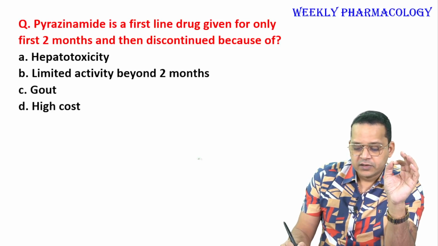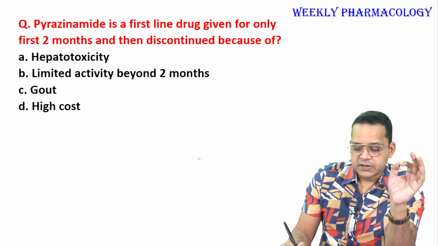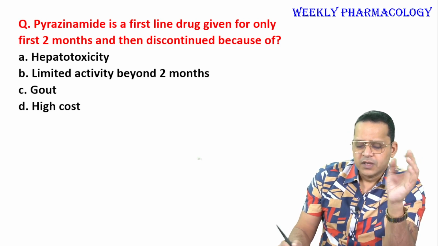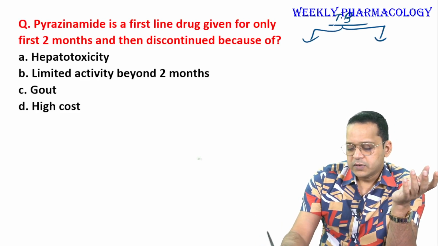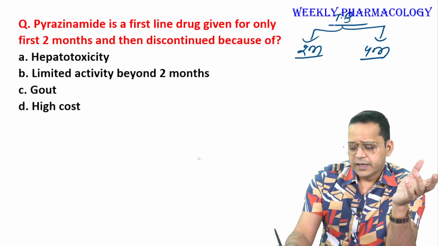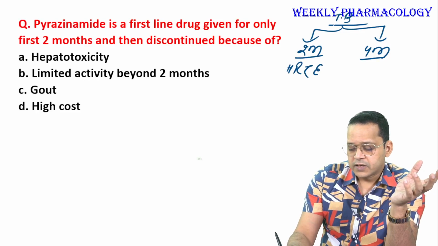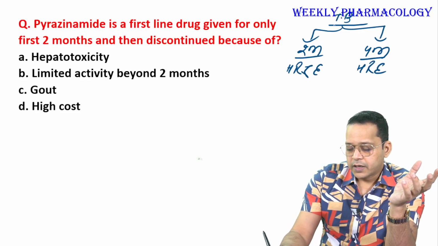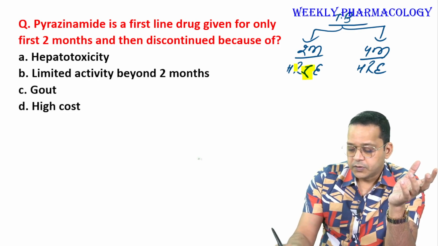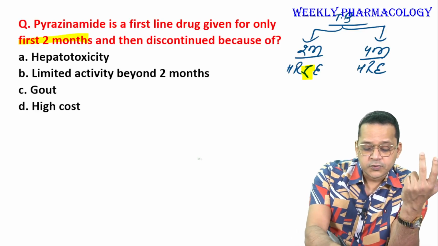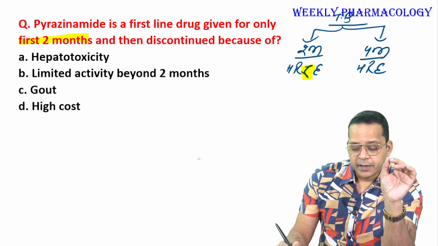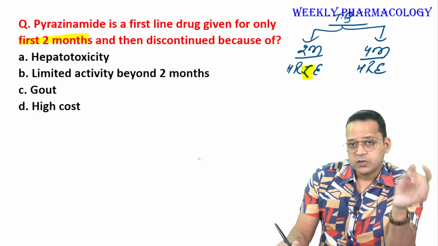Pyrazinamide is a first-line drug given for only the first 2 months, and then discontinued because of. So guys, if you look at the regimen for TB, it is for 2 months and 4 months, the intensive and continuation phase, and it is HRZE followed by HRE. So you can see what disappears. What disappears is Z after 2 months. So the MCQ is why it is given for only the first 2 months, right? Look at the options: hepatotoxicity, limited activity beyond 2 months, because it can cause gout, or high cost.